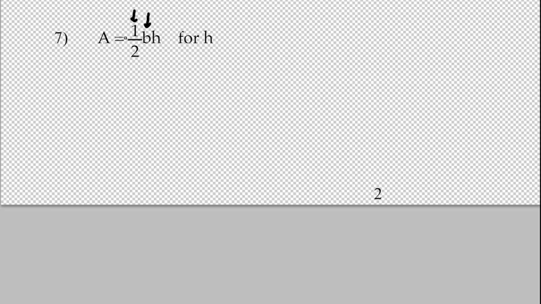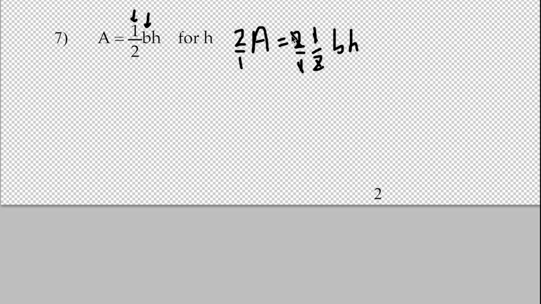Now, if you remember how to get rid of fractions, you use the reciprocal. So let's write some space over here. So right now it's a equals half b h. How do you get rid of a half? 1 over 2, you put 2 over 1. And it's like everything kind of cancels. But because I've put 2 over 1 on the right, put 2 over 1 on the left as well.